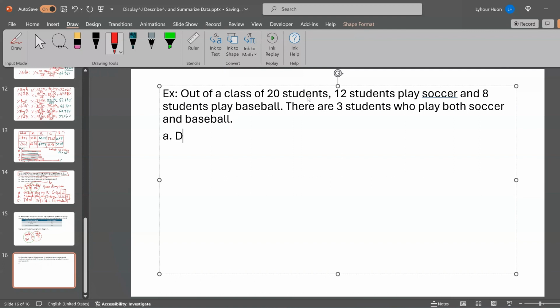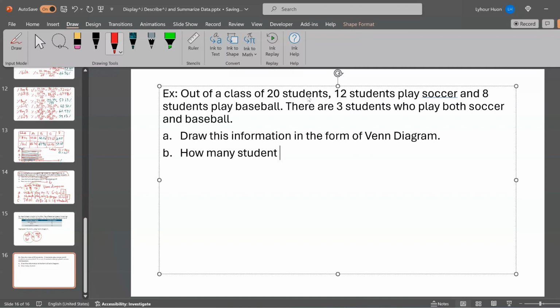Draw this information in the form of a Venn diagram. See how many students play only soccer, and see how many students don't play either sport.